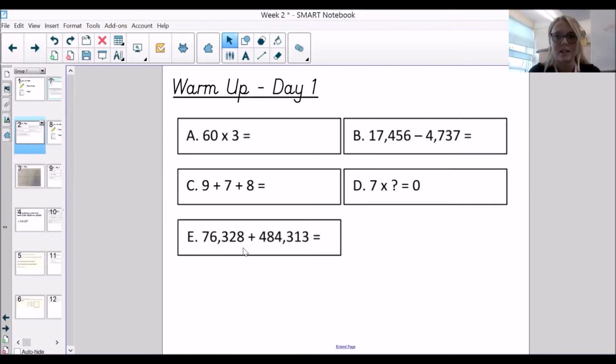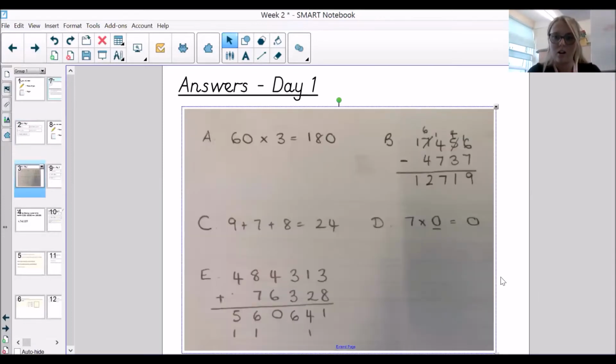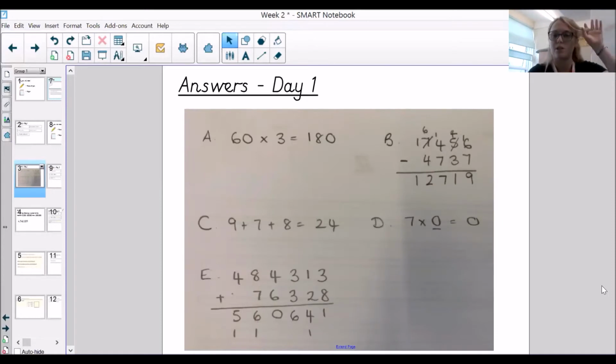Okay, so answers. This is the way that I would have approached the questions, and this is my calculation. I'm going to talk you through what I did for each of the questions. So question A, 60 times 3. That was similar to something we had last week, where we needed to know a multiplication fact and then know about multiplying by 10. So if you know that 6 times 3 is 18, we know that 60 times 3 is 180 by the multiplicative value of 10.